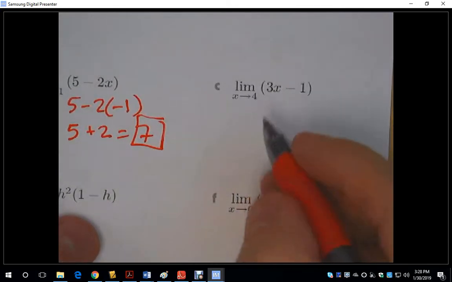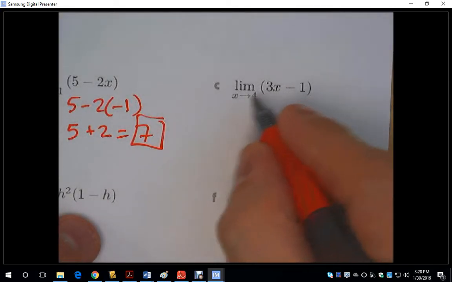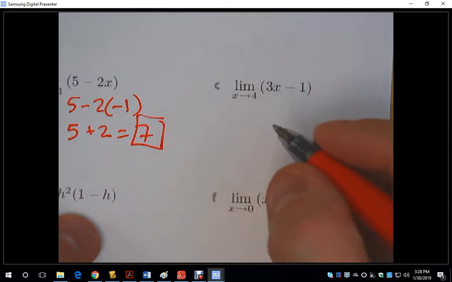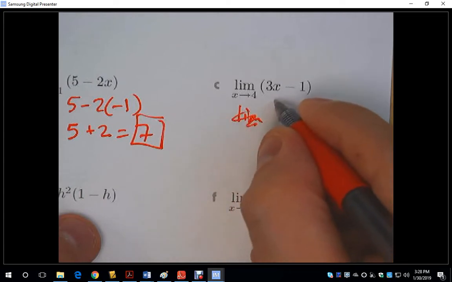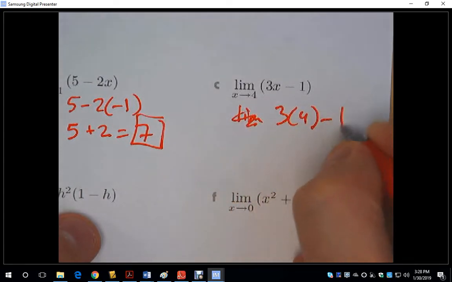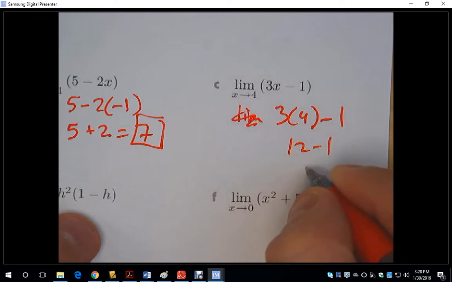Let's look at the next one. In this case, if we plug in the 4, we don't violate any rules of math, so we're good. So I have the limit, and I'm just going to plug in the 4, so I have 3 times 4 minus 1. 3 times 4 is 12, minus 1. That is going to give me 11.